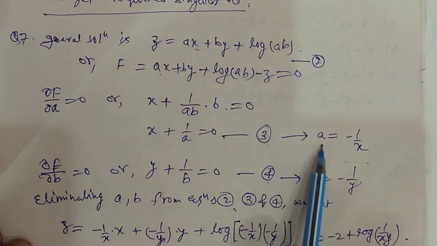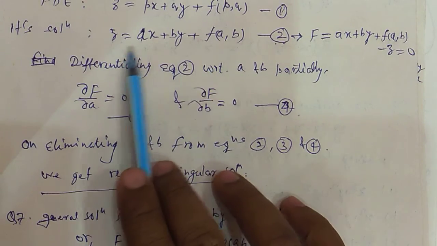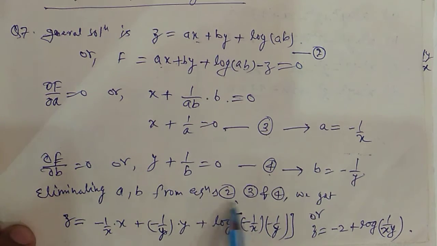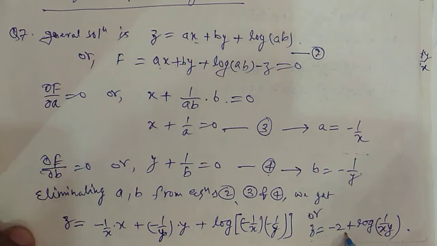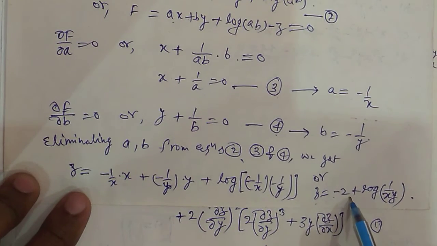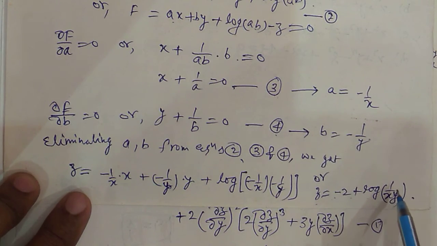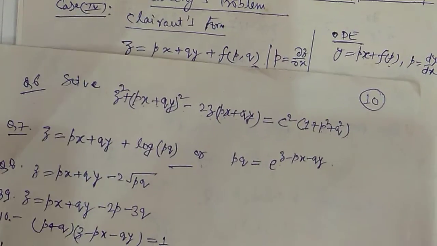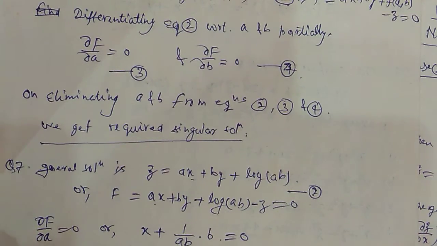So put the values of a and b in the given solution. Eliminating a and b from equations 2, 3 and 4, we get this. So we have z equal to minus 2 plus log of 1 upon xy. So this is the required solution.